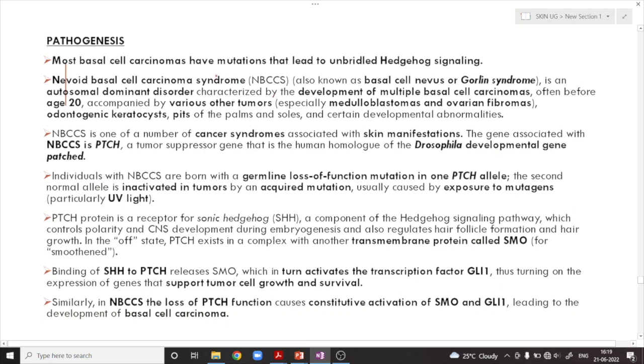Now, a very important thing is that most basal cell carcinomas have mutations that lead to unbridled, uncontrolled or unchecked hedgehog signaling. There is a particular syndrome associated with basal cell carcinoma, called nevoid basal cell carcinoma syndrome, also called basal cell nevus or Gorlin syndrome. It is an autosomal dominant disorder characterized by development of multiple basal cell carcinomas, often before the age of 20 years, accompanied by various other tumors, especially medulloblastomas and ovarian fibromas, odontogenic keratocysts, pits of the palms and soles, and many other abnormalities.